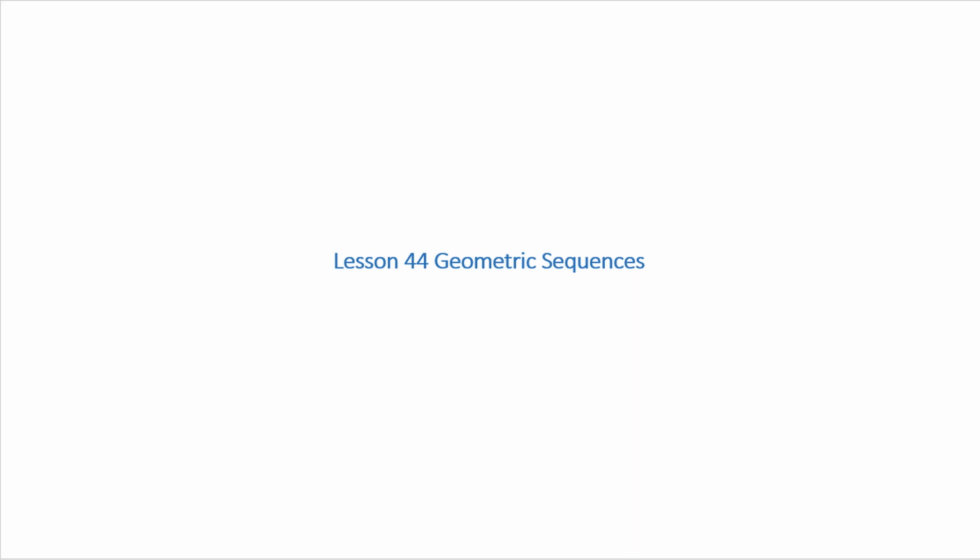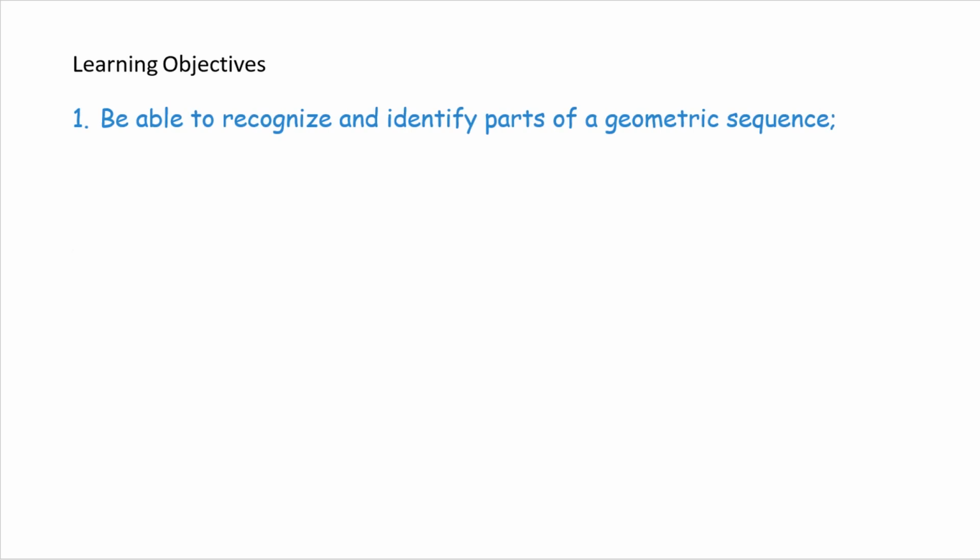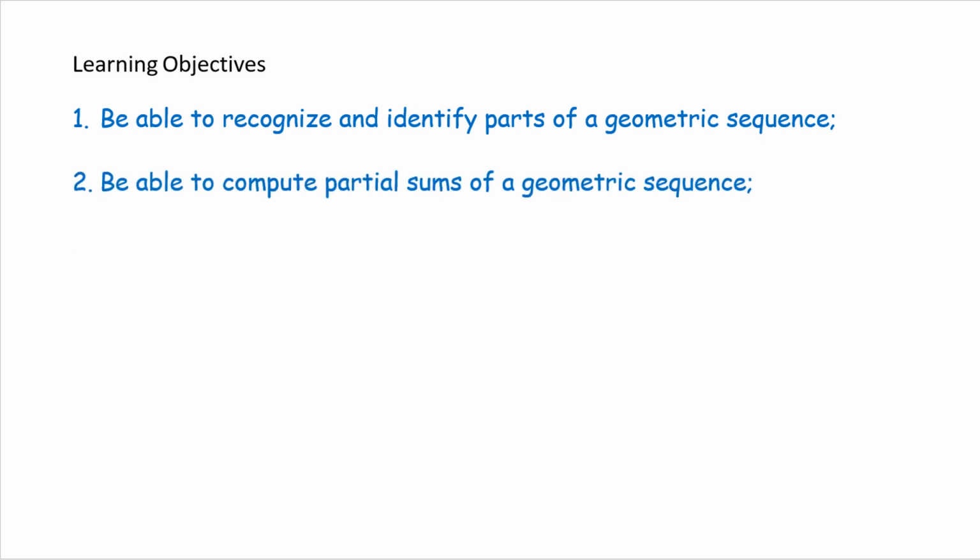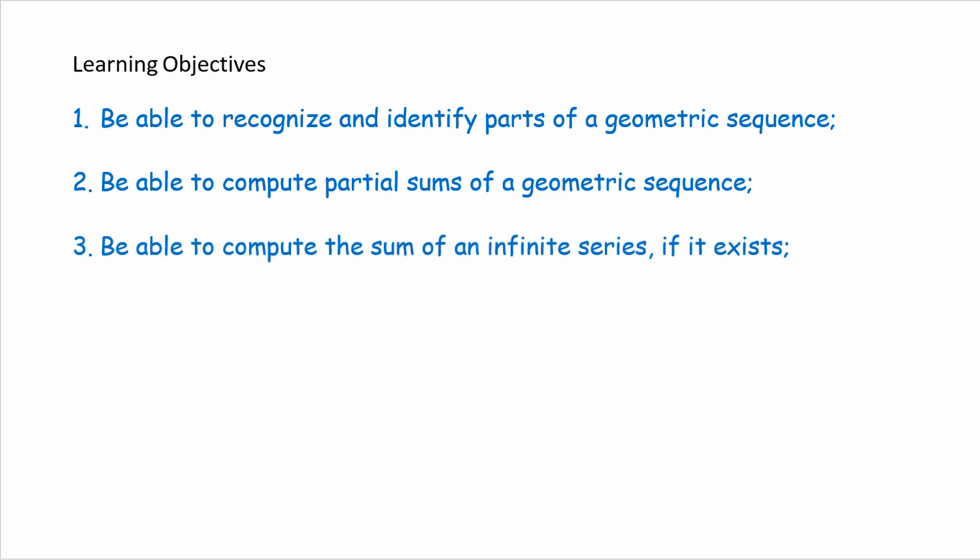The title of this lesson is Geometric Sequences. The learning objectives for this lesson are: 1. Be able to recognize and identify parts of a geometric sequence. 2. Be able to compute partial sums of a geometric sequence. 3. Be able to compute the sum of an infinite series if it exists.